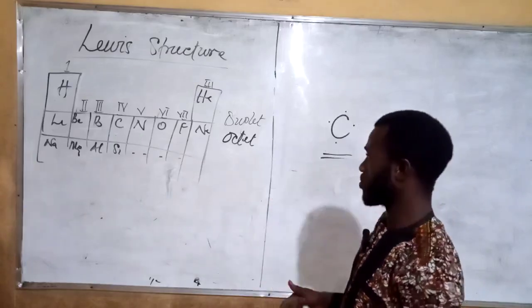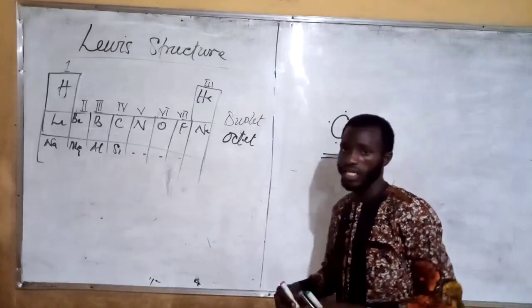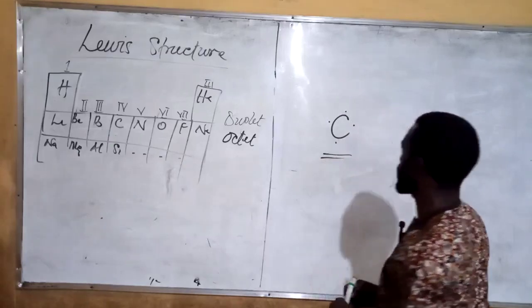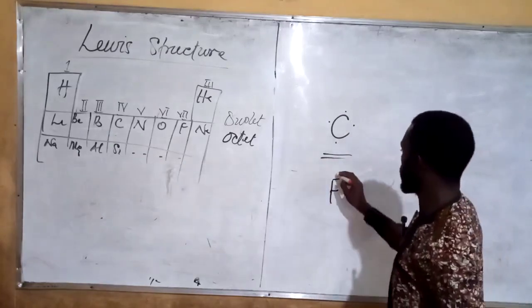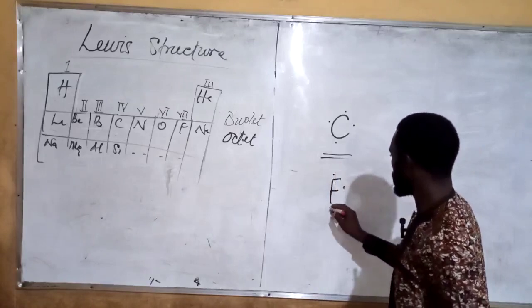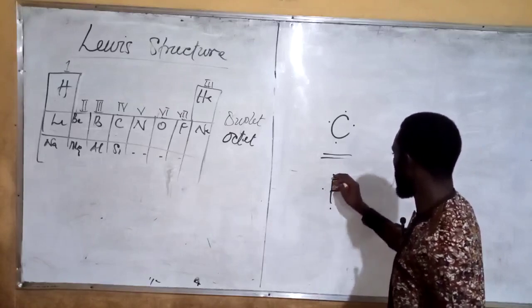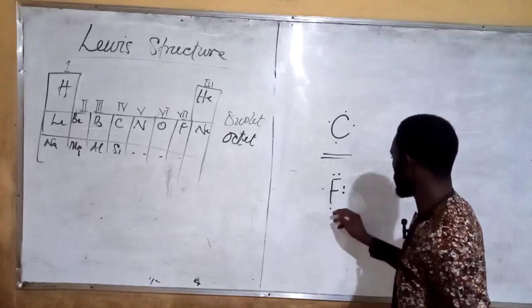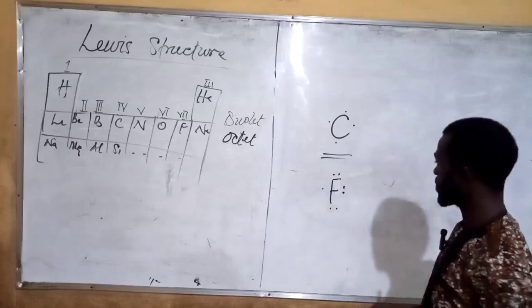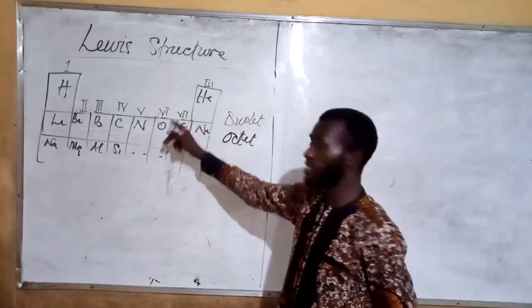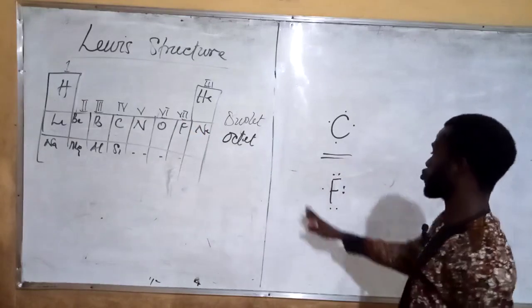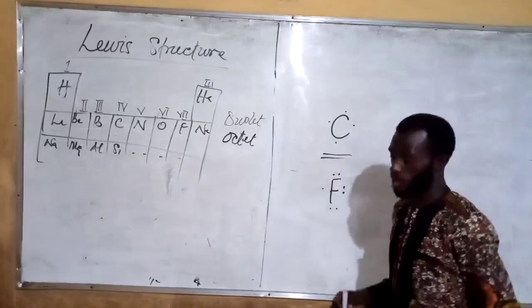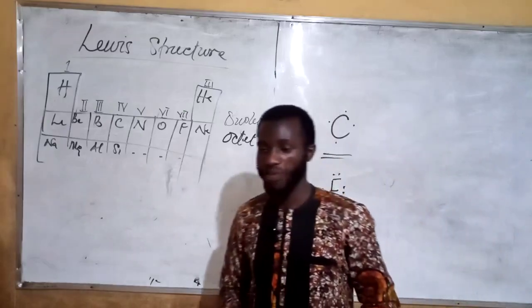Let me draw, for example, the Lewis structure of fluorine. Fluorine is going to be like this: F. And I'm going to have 1, 2, 3, 4, 5, 6, 7 dots, because it is in group 7. So you have 7 electrons around it. These dots correspond with electrons.